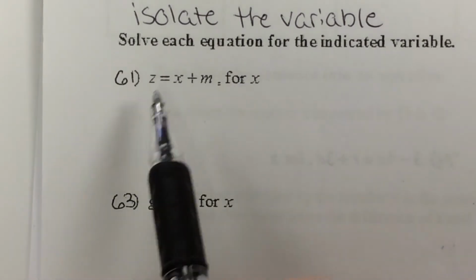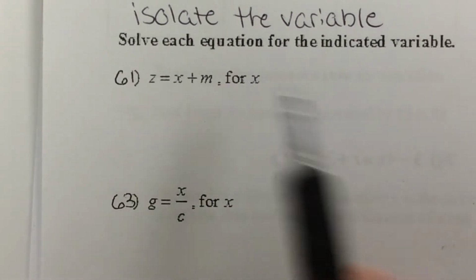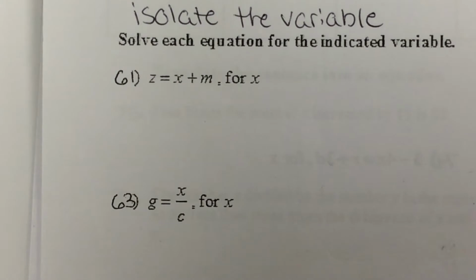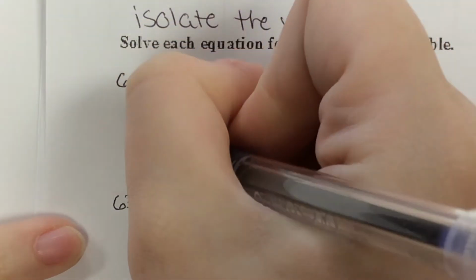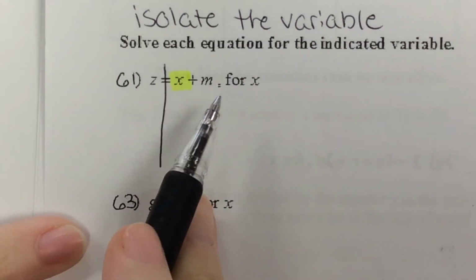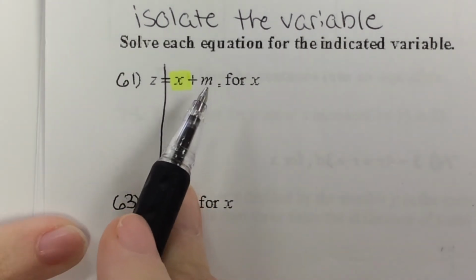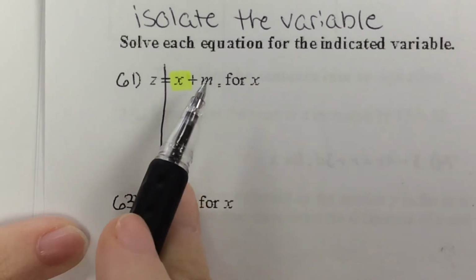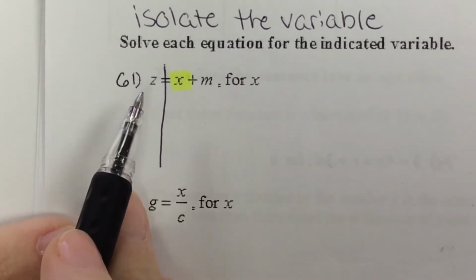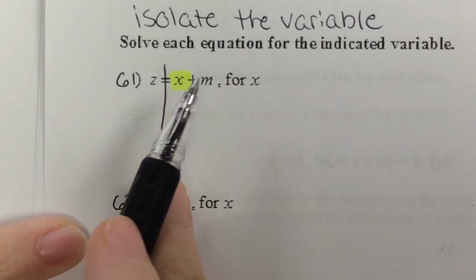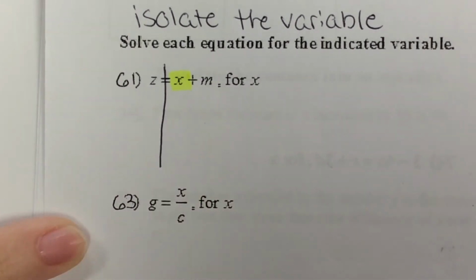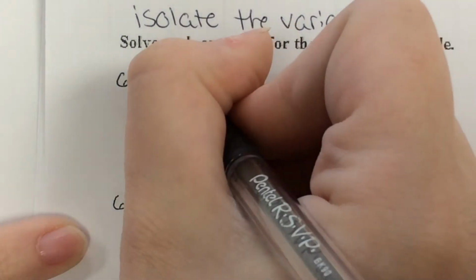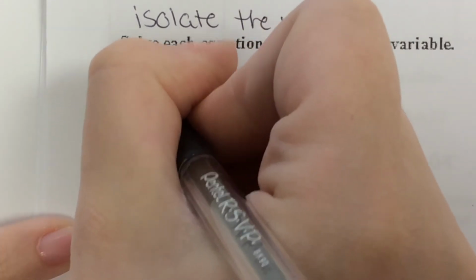We have z equals x plus m. We need to solve for x. So the variable that we are trying to get alone is going to be x. So everything that is not x needs to go away from x. All right, so remember, we draw a line down our equal sign. The x is on the right side of our equation with m, but we want it by itself. So we need to move m over here with z. So m right now is positive. This is plus m. We know the inverse of addition is to subtract, so subtract m on both sides.